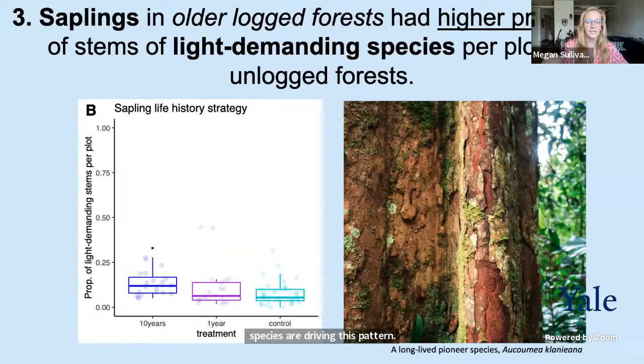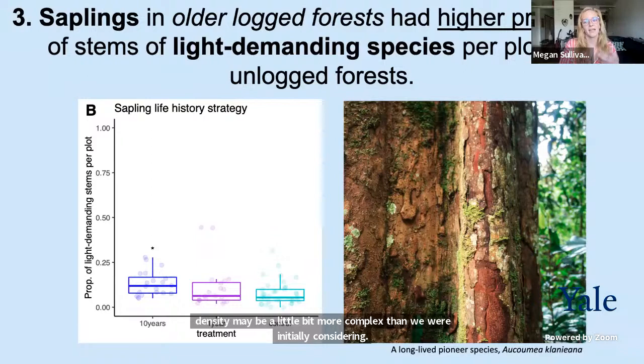And another thing that this result indicated to us was that the trade-offs between life history strategy and wood density may be a little bit more complex than we were initially considering. And by further exploring these relationships and figuring out how those traits relate to each other, that can enable us to better predict how these types of forest functions are impacted by disturbance.